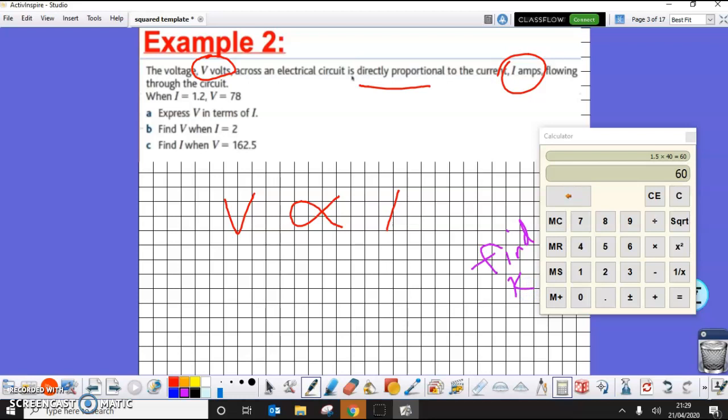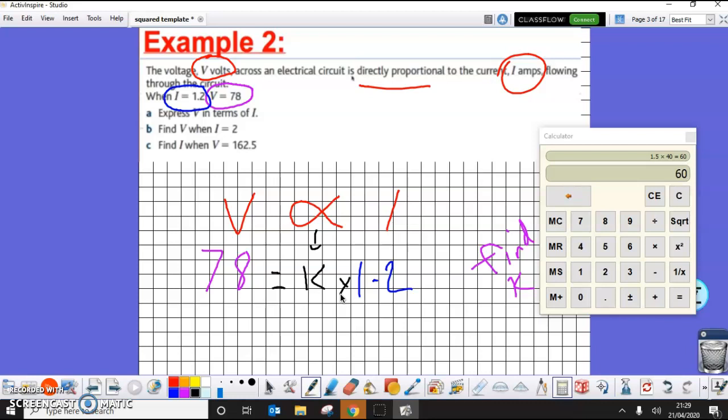So, substitute in the values that we've got. Volts, 78. Amps, 1.2. And remember that my directly proportionate can be written as V over I equals k.